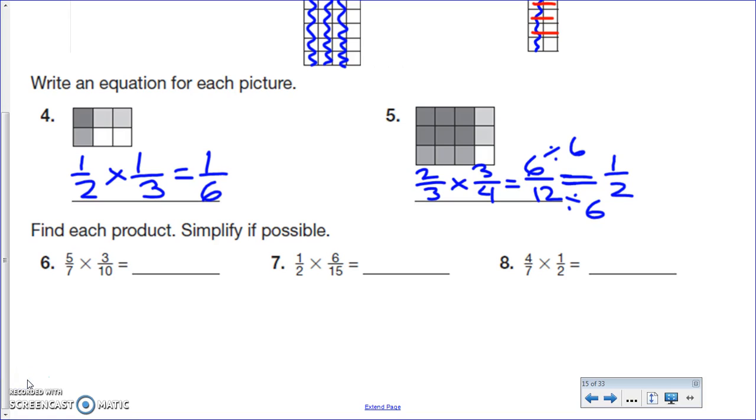All right, for 6 through 8, it wants us to find each product and simplify if possible. So we have 5/7 times 3/10. If we look at the cross-simplifying model, 3 and 7 don't share any factors, so we can't do anything with those. But 5 and 10 do, and their greatest common factor is 5. So we're going to divide both of those by 5 to start with.